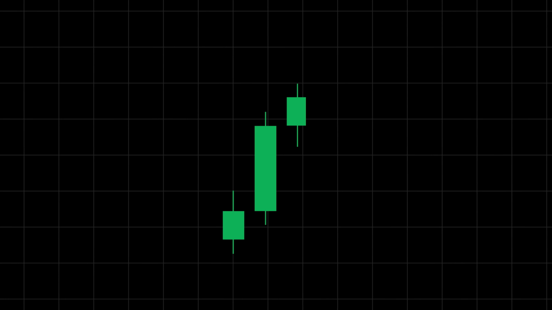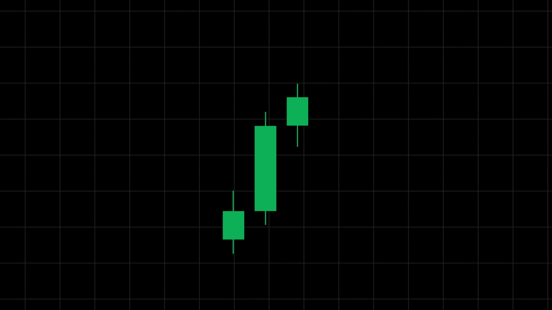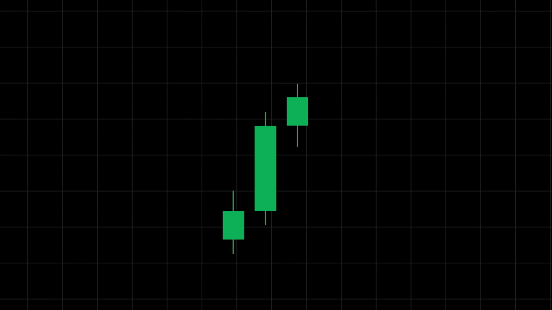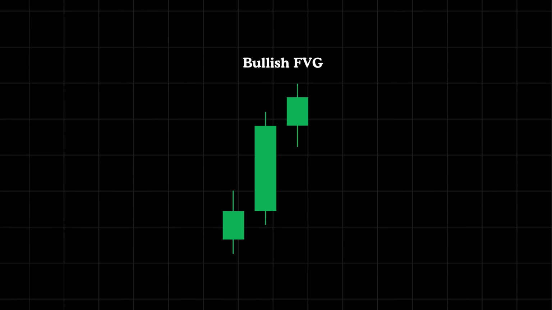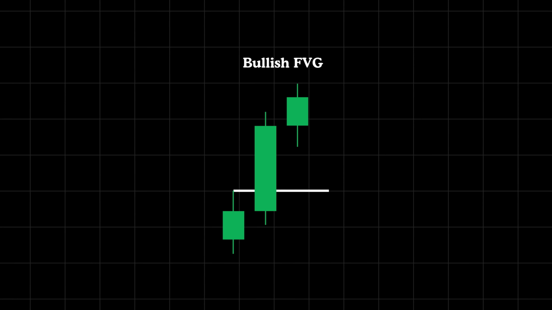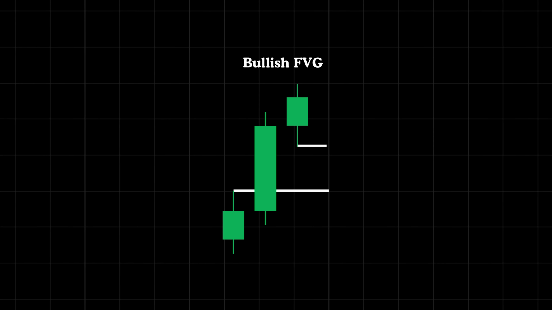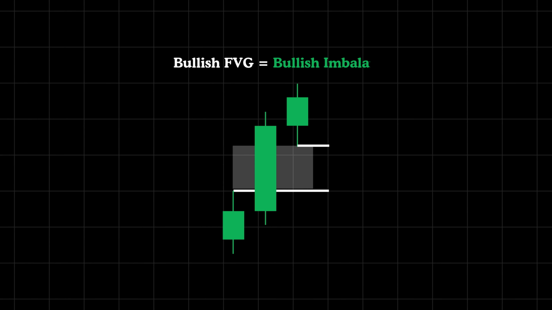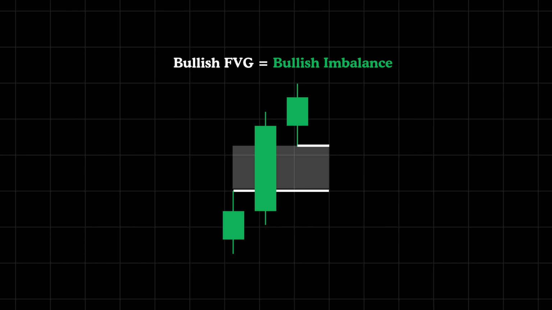But first, it's important to understand how they function. In this example, we see a sequence of 3 bullish candles, and within this formation, a bullish fair value gap is present. The gap appears when there's a void between the upper wick of the first candle and the lower wick of the third candle, commonly referred to as a bullish imbalance. Here's a straightforward explanation of why these imbalances matter.